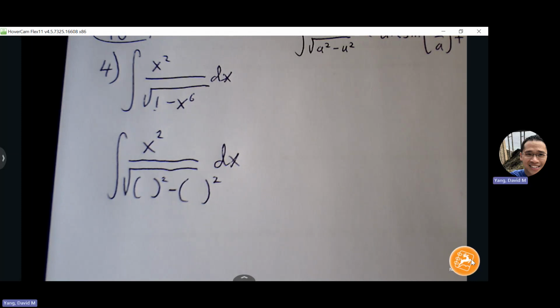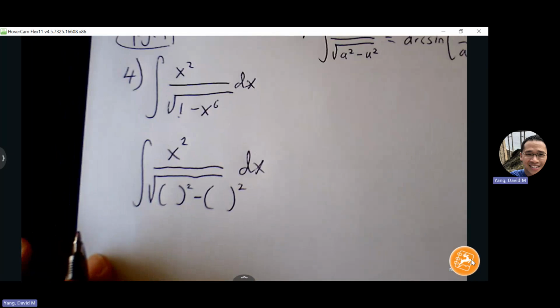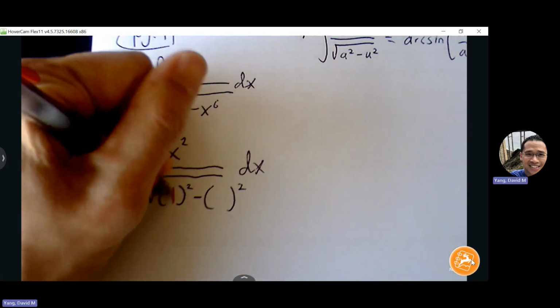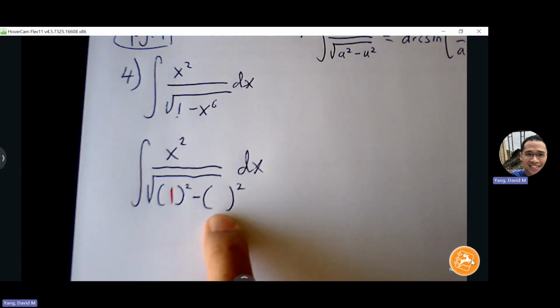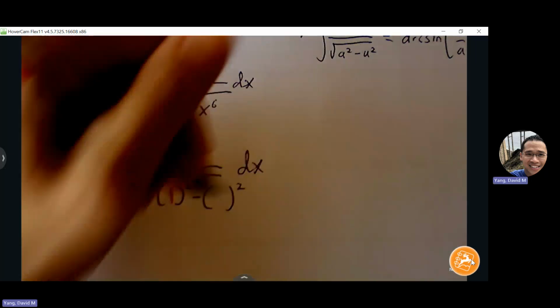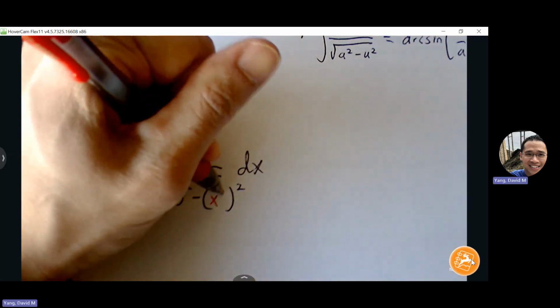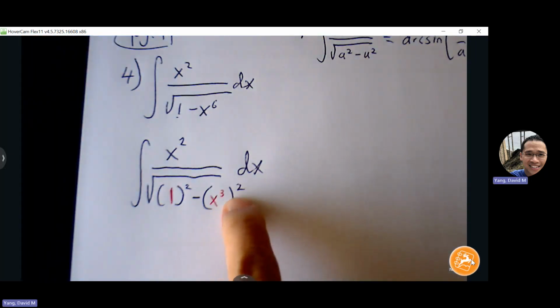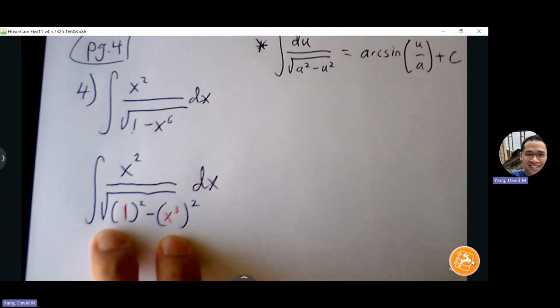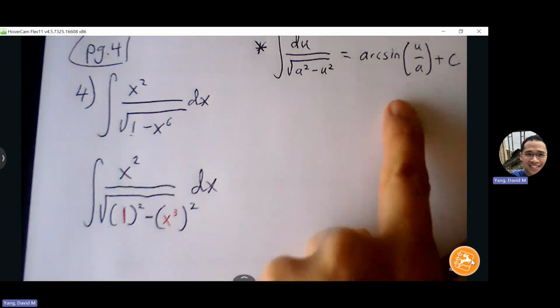And so what can we put under the first set of parentheses without changing the problem? Still a 1, right? 1 squared is still 1, so no changes there. What can I put in the second one, where if I square it, I'm going to get x to the 6th? X cubed. Right. Let's double check that. 3 times 2 is 6. This is the same thing, but we're finding the A and U value that's going to be needed for our problem.